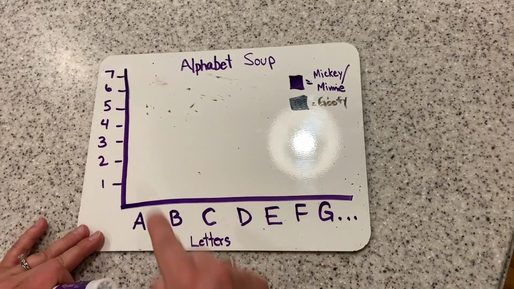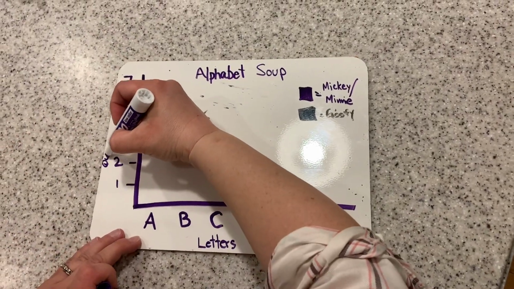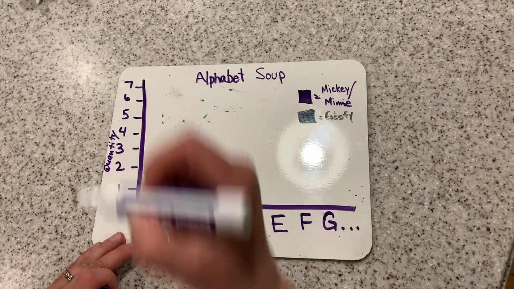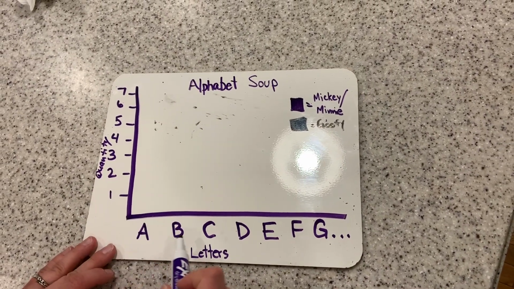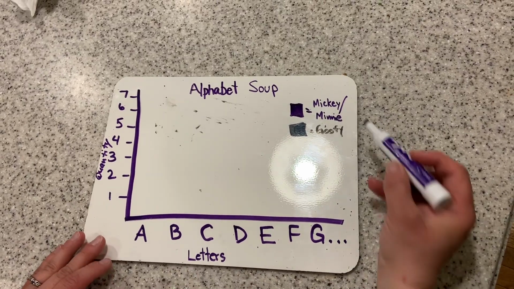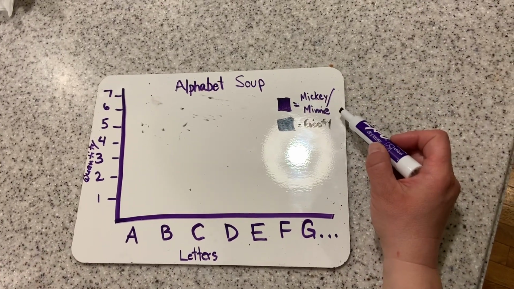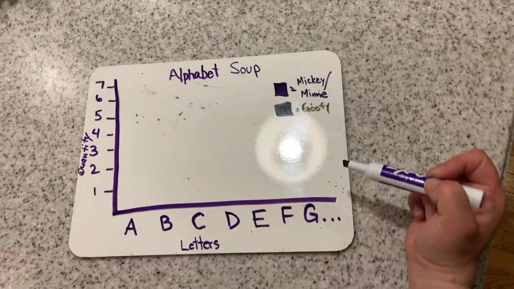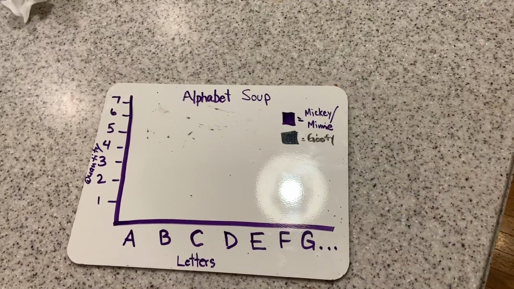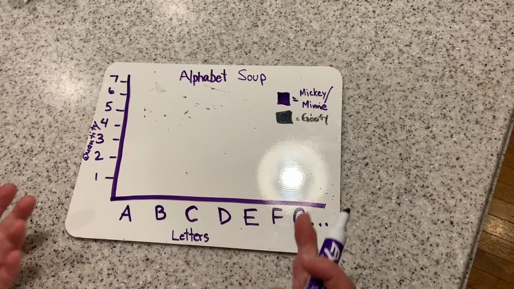First, the vertical axis is going to be our quantity, and I always need to make sure I have a label on each of my axes. The bottom is going to be the letters, A, B, C, and so forth. I also have a key in this corner because I'm going to graph both Mickey and Minnie's use of ingredients as well as Goofy's. I'm going to let purple represent Mickey or Minnie, and the black is going to represent Goofy.